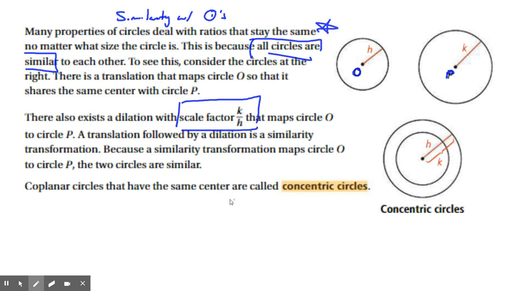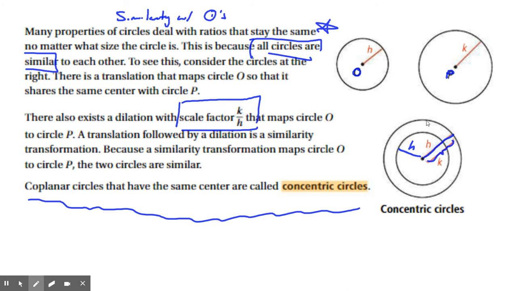Now, when two coplanar circles have the same center, they're called concentric circles. So here's a picture of concentric circles. Now, I don't like how this does the job here. H is just the radius of the inner circle. K is the radius of the outer circle.